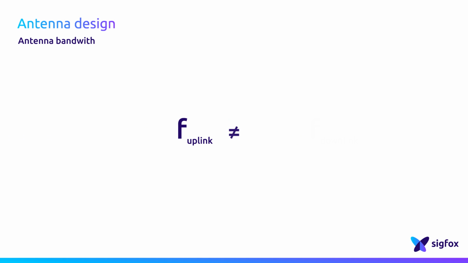Thirdly, the antenna bandwidth. Sigfox is a two-way communication service enabling devices to perform uplink and downlink communication. The uplink and downlink operation bands are not the same. They are usually separated by 1 or 2 MHz. As a consequence, the antenna must operate in both frequencies without any problem.